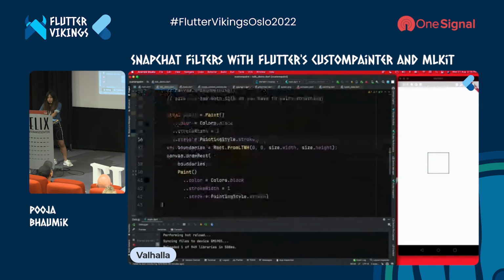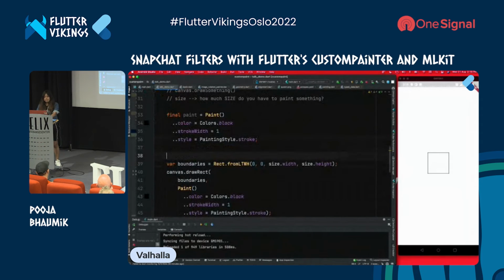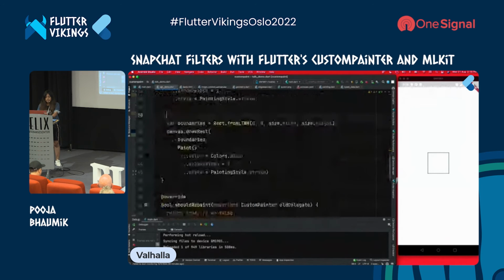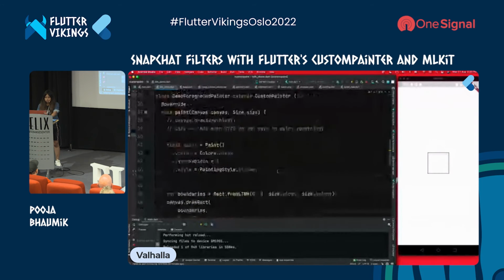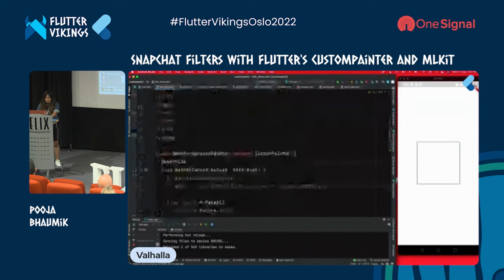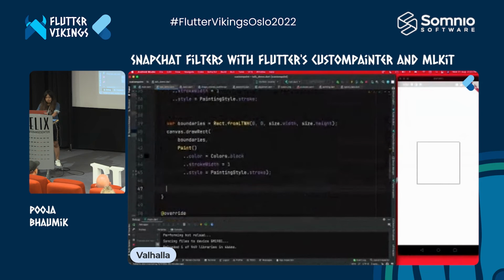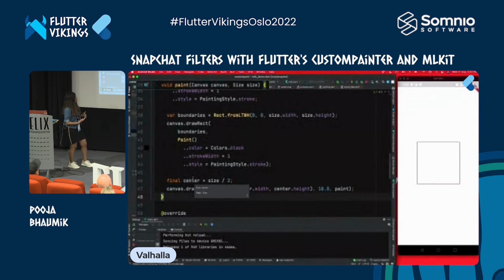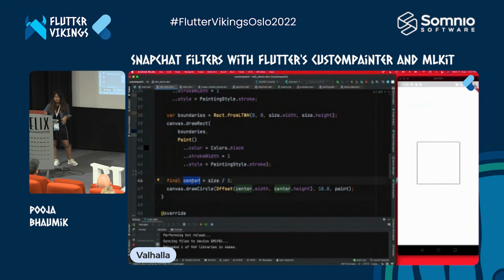All right. So now we did the boundaries. Let's see what else we can do. Here you can also do the center. I'm just going to increase the size here to maybe 200. All right. So here you can also do a circle or something. Basically your circle, you want to place it at the center of your canvas. So you get the size, you get the center, of course, size by 2, and then you have an API called canvas.drawCircle. Now here the offset is the center dot width and center dot height, which is size by 2. And this is the radius.